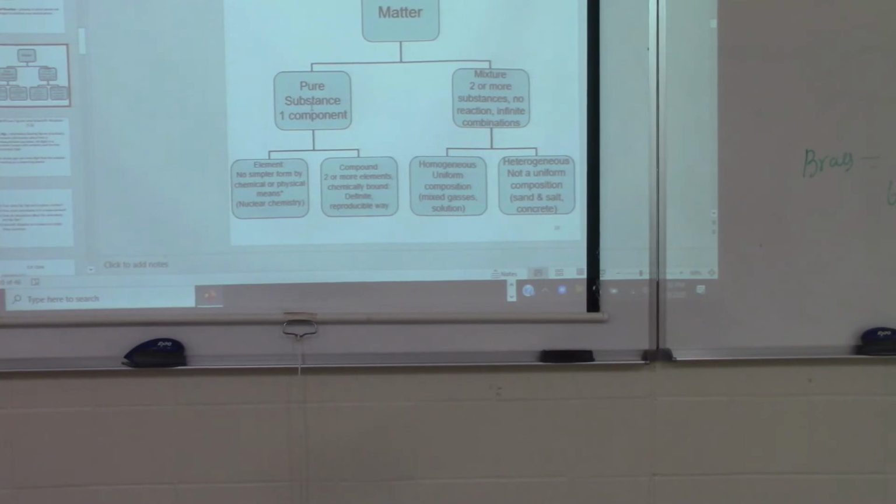Which is the most abundant gas in the atmosphere? Anybody answer? No? Nitrogen. 78% of the atmosphere is nitrogen.